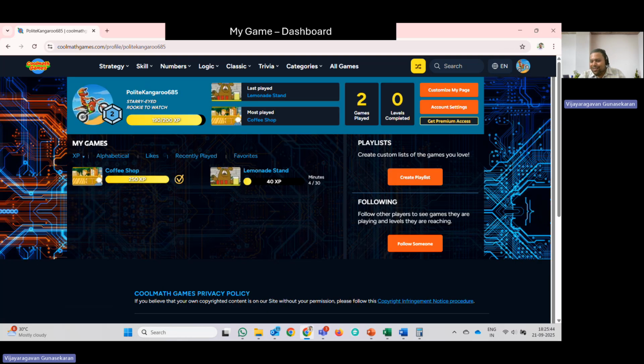Going back to the dashboard to showcase that the lemonade game has been played, you can see 40 XP points have been earned. The games played are 2. And you can see that the lemonade game has been played, and my ID is Polite Kangaroo 685.